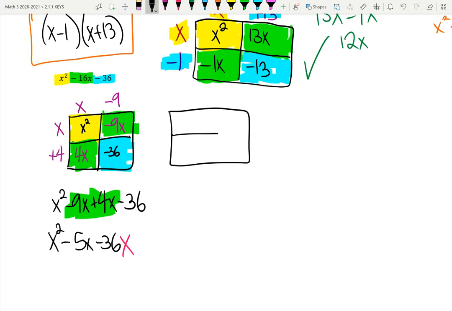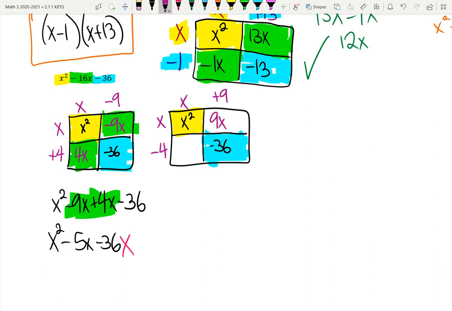I'm going to try this again. I'm going to go ahead and I think I know what it is. I need to flip the negative. I'm going to make this be a positive 9 and this be a negative 4. Let this be an x and this be an x. Notice x times x is x squared. 9 times negative 4 is negative 36. We might be on to something.